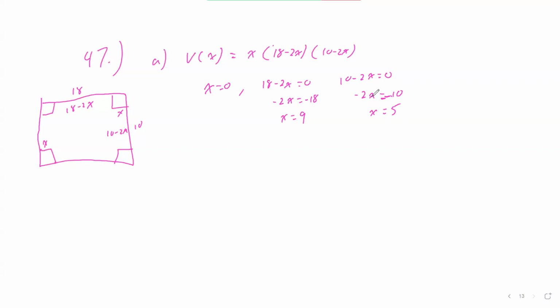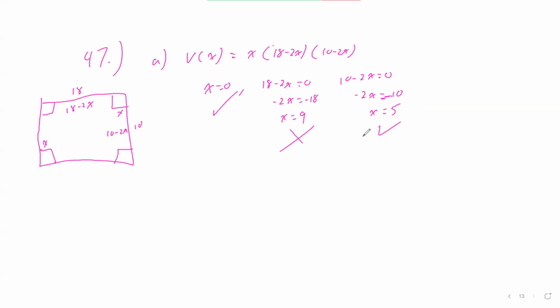Let's see. So if you let x be 0, this could just be 18 and 10. So I think that would be possible. If you let it be 9, it would work here, but it wouldn't be possible here, because if this is 9 inches and 9 inches, that would be too big. So 9 would not work. 5, we could make it 5, or this would be 8, and it would be cut completely. So these are possible outcomes, but not outcomes you really want to go with.